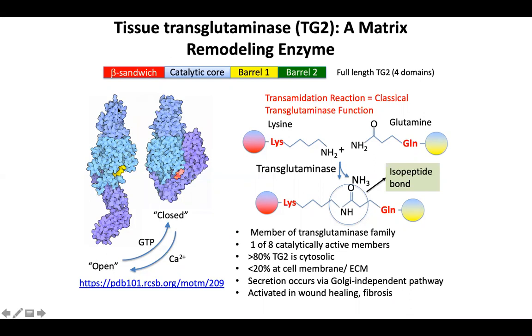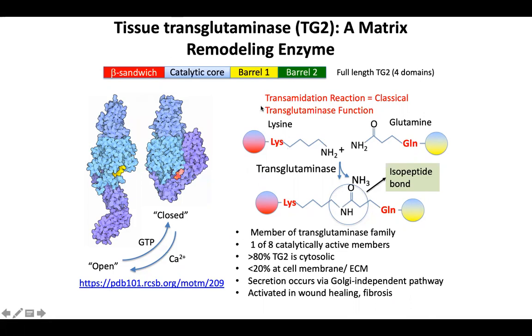And this open conformation enzyme is what catalyzes this popular transglutaminase reaction, which basically takes the side chains on lysines and glutamines and cross-links them to form this isopeptide bond, which is basically a CONH bond, not on the backbone of the protein, but on the side chain of the protein.